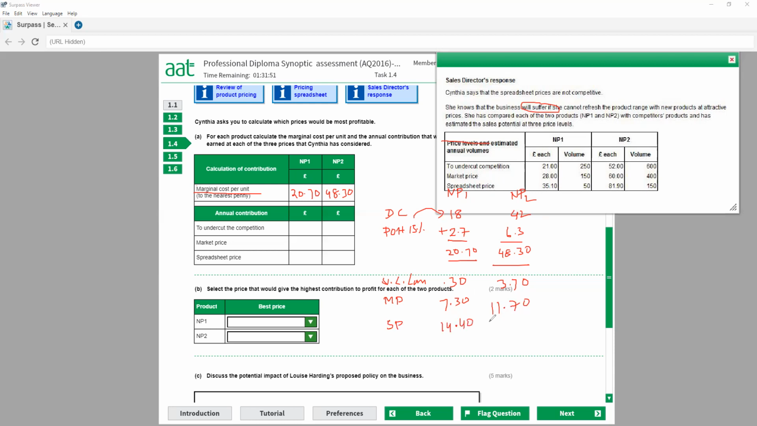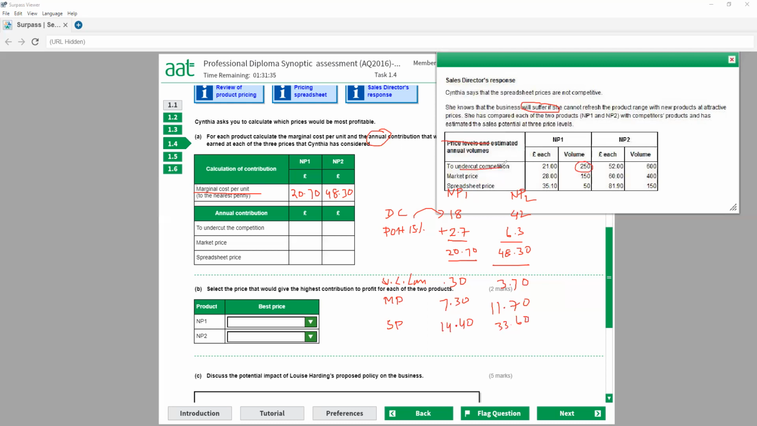And for the NP2, 33.60. That's my contribution per unit. But the question said annual contributions for the whole year, so you have to multiply with the number of units. For the whole year, we can sell 250 if I go for the undercut.